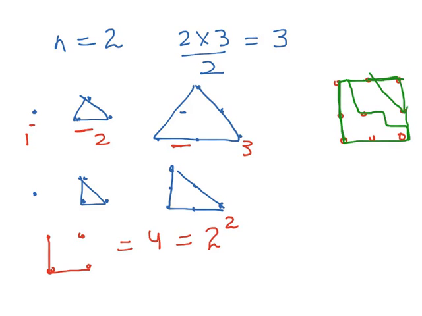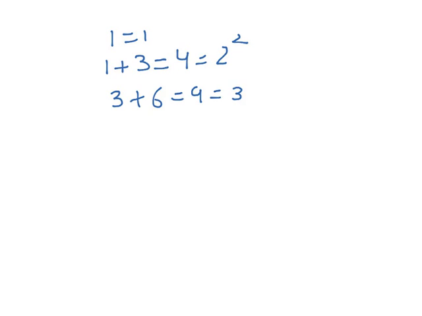So this is our pattern, which means if we combine two consecutive triangles, we will get a square. How can I represent it? 1 is equal to 1 square. If I combine the next two, 1 plus 3, it will give us 4. That will be 2 square. Next, if I combine 3 and 6, it will give us 9. That will be equal to 3 square, and so on.